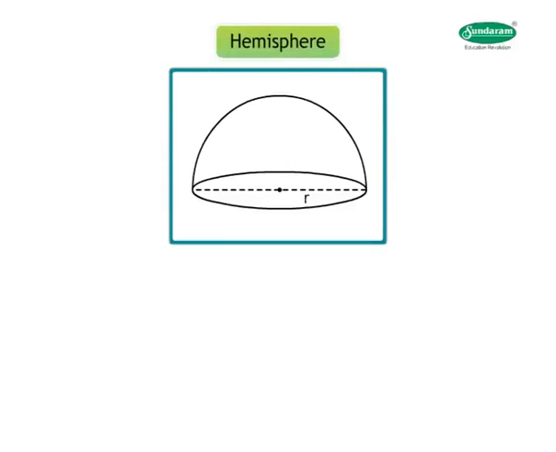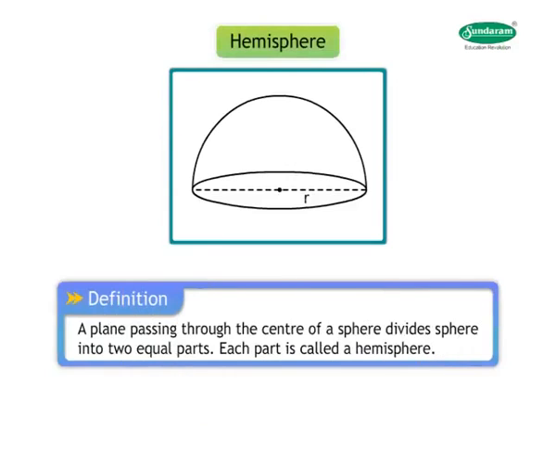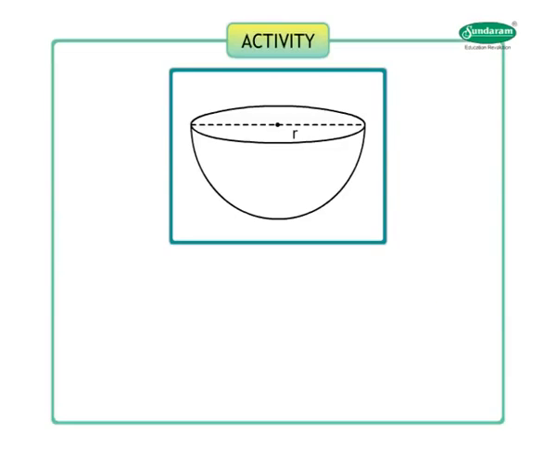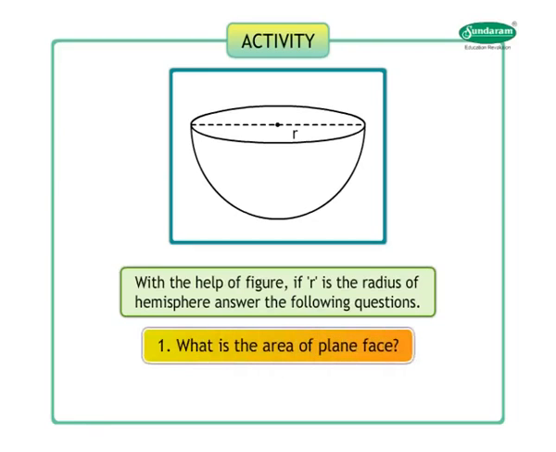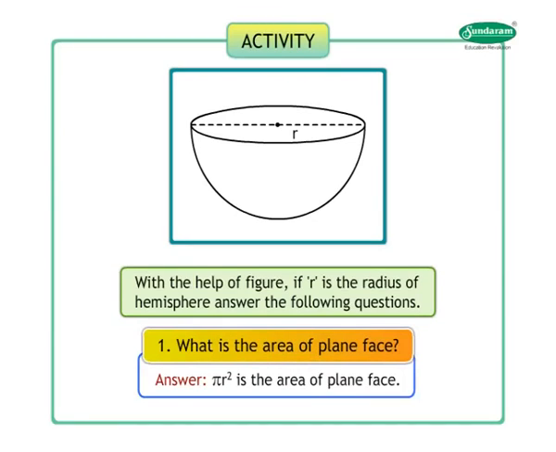Hemisphere. A plane passing through the center of a sphere divides the sphere into two equal parts. Each part is called a hemisphere. Activity. With the help of the figure, if r is the radius of the hemisphere, answer the following questions. Number 1. What is the area of the plane face? Answer. Pi r square is the area of the plane face.